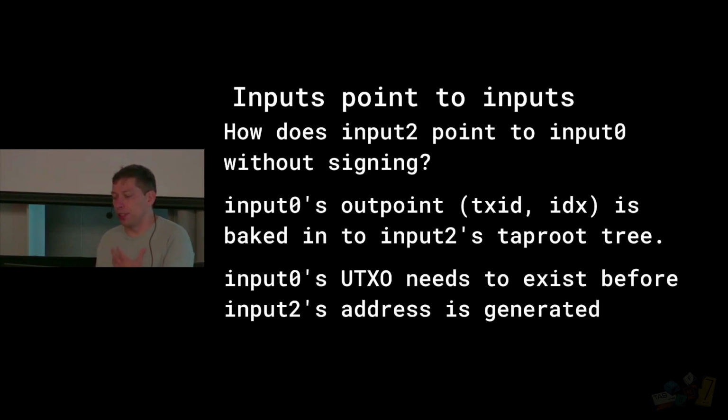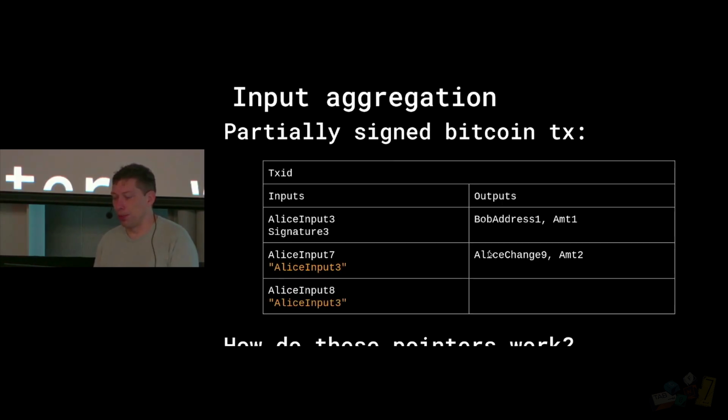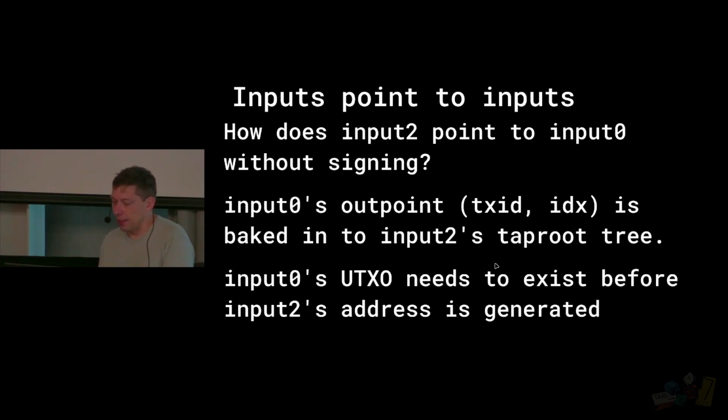What we do is input 0's outpoint. These words are hard. The outpoint is the term for the UTXO label. It's just TXID and index. When you create a transaction, it's got a TXID, and let's say this transaction has 2 outputs, so you'd say this TXID 0 is this UTXO, this TXID 1 is this UTXO. That's called an outpoint.